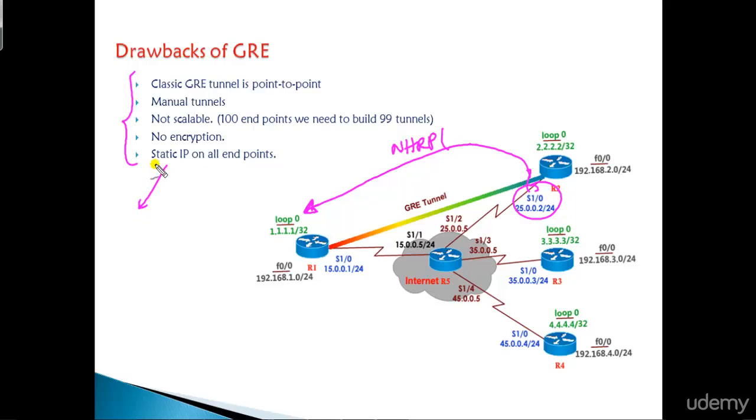We must have static IP addresses. It doesn't support encryption, it's not really scalable because all are point-to-point tunnels, and it has to be manually configured. These are the normal drawbacks of GRE, which led to new implementations of VPNs like multipoint GRE, used in the DMVPN concepts.